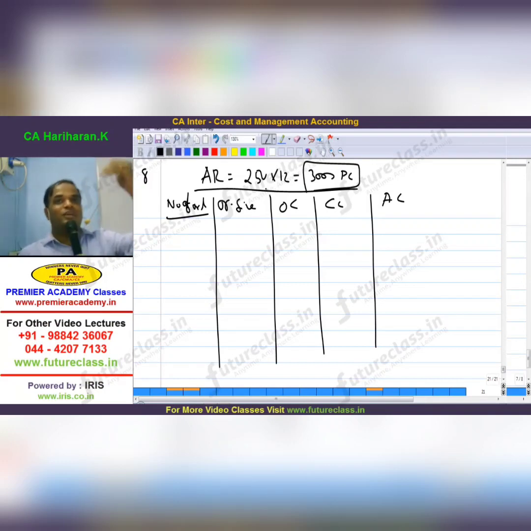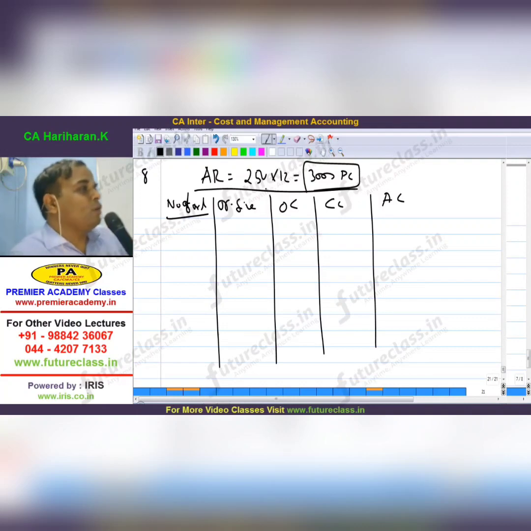Now, we are going to verify whether Wilson's formula is correct or not. Get it? Now, without having the formula, I am going to derive the economic ordering quantity. I am ready. Already challenging one.